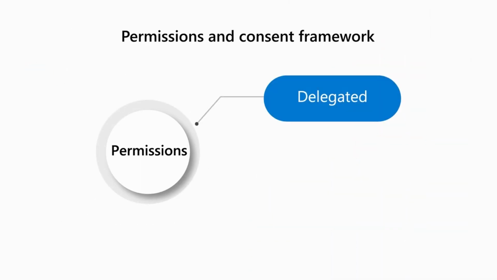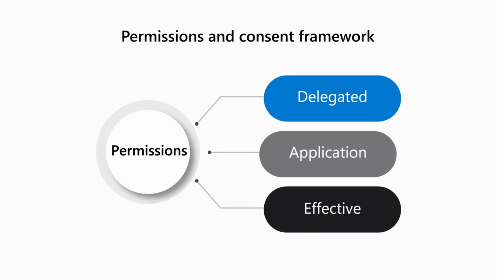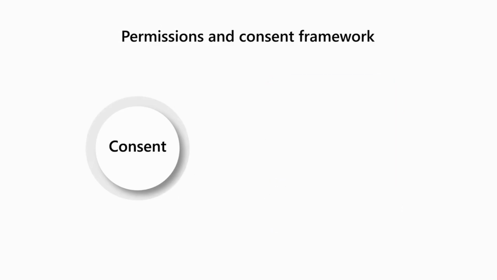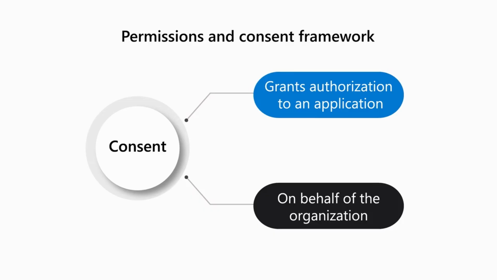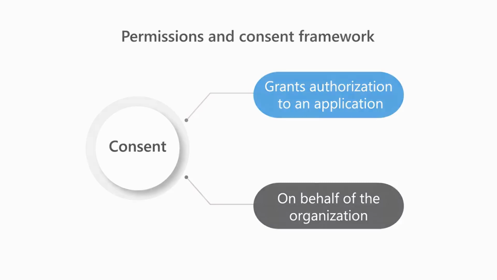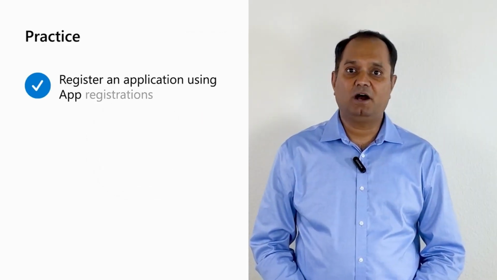You learned about delegated application and effective permissions in the permissions and consent framework. You also learned that consent is a process of a user granting authorization to an application to access protected resources on their behalf. An administrator or user can request consent to access their organization or individual data. Then you had a practice on how to register an application using app registrations and add certificates.